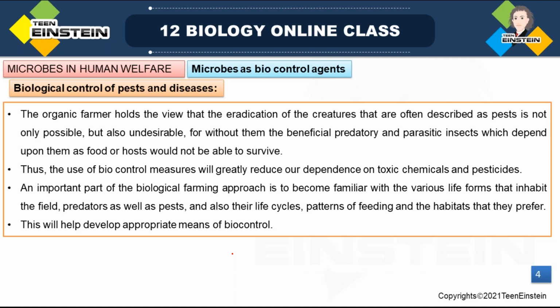So organic farmers hold the view that the eradication of creatures that are often described as pests is not only impossible but also undesirable, for without them the beneficial predatory and parasitic insects which depend upon them as food or hosts would not be able to survive. So they are keeping them at a manageable level.